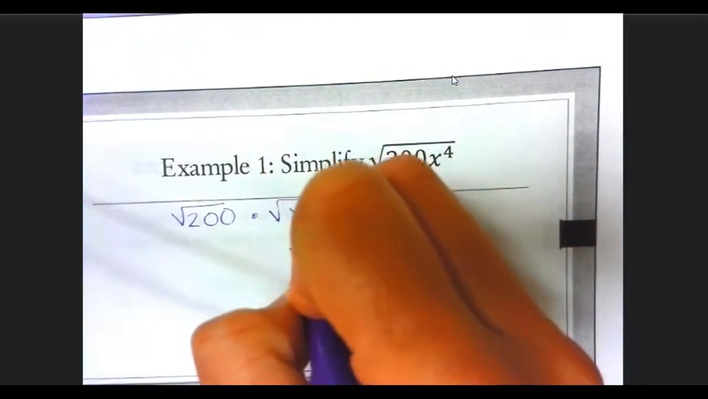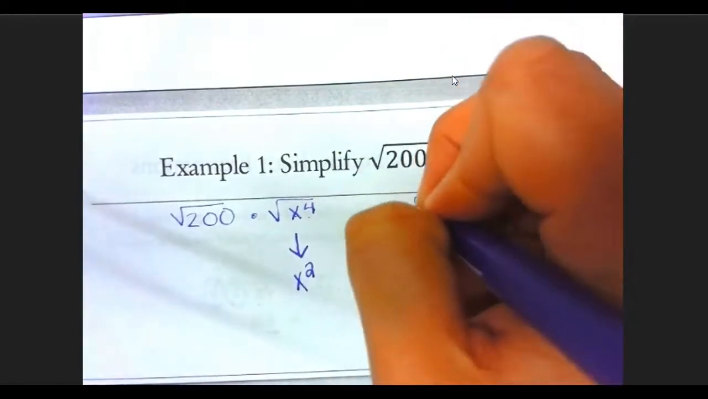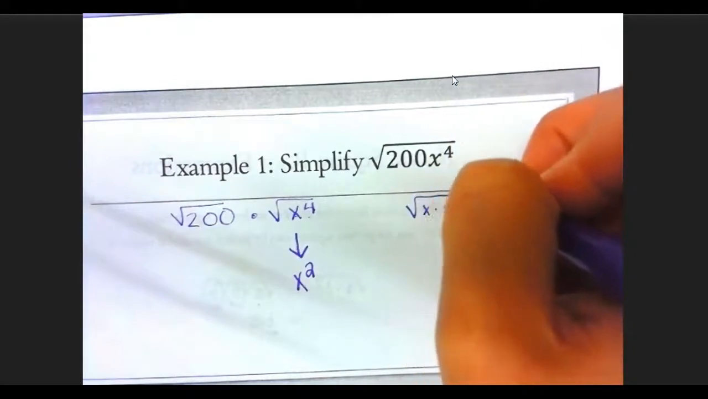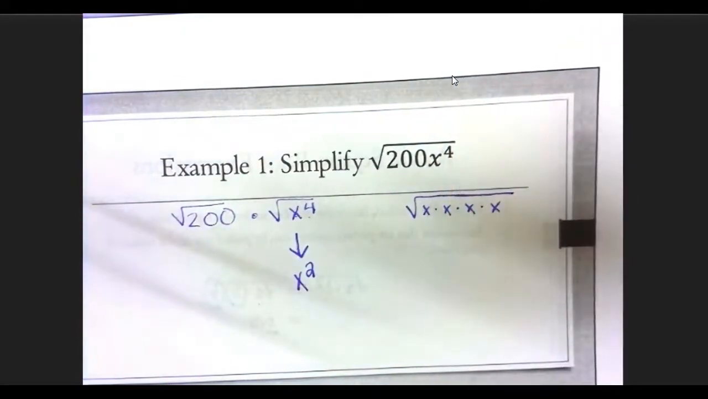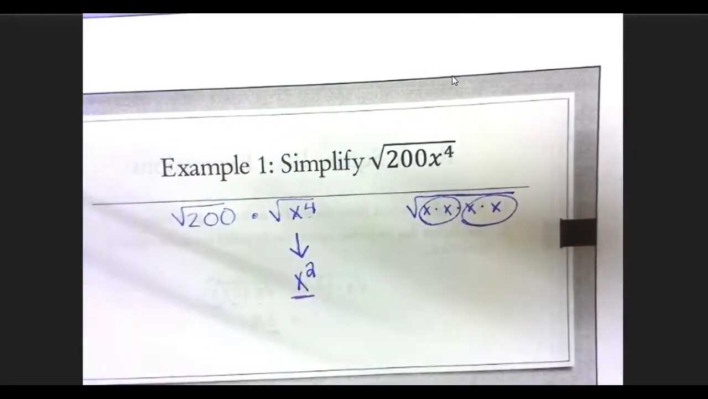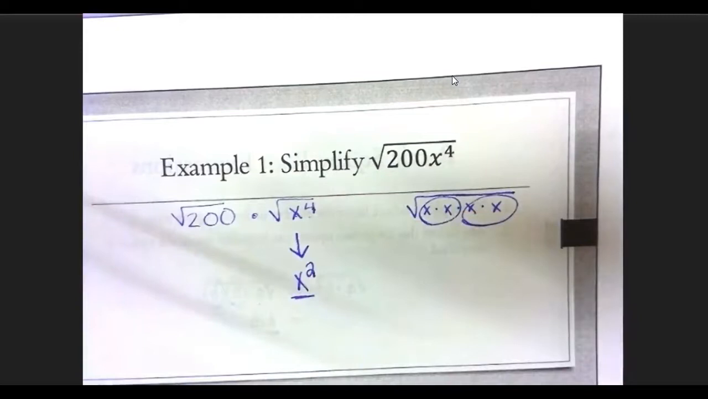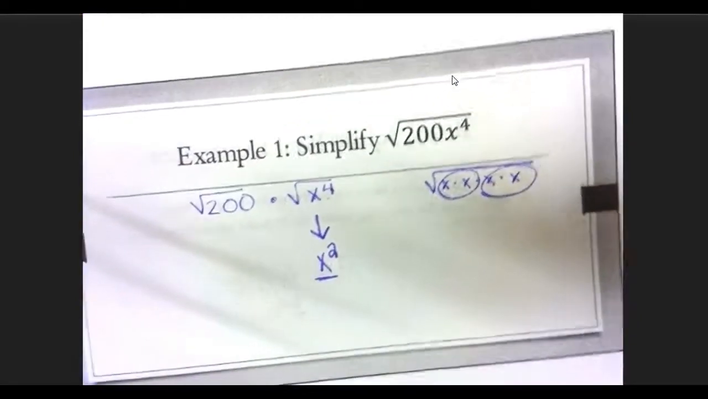So the square root of x to the 4th becomes x squared. The square root goes away. Because the square root has an even exponent, the square root goes away. Because that is really like 1, 2, 3, 4 x's. So every time you have a group of 2, it comes out as a single. So you take that even number, divide it by 2, and that's what it comes out as.